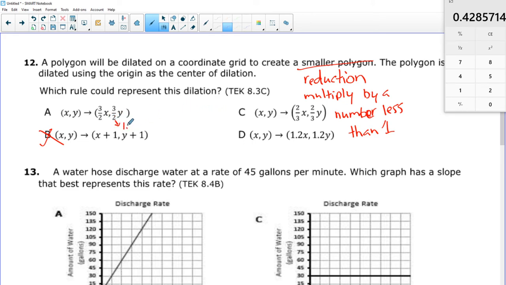Well, 3 halves is 1.5. That's not it. 1.2 isn't less than 1. If we have 2/3, which is 0.6 repeating, that's our go-to. There we go. Not too bad.